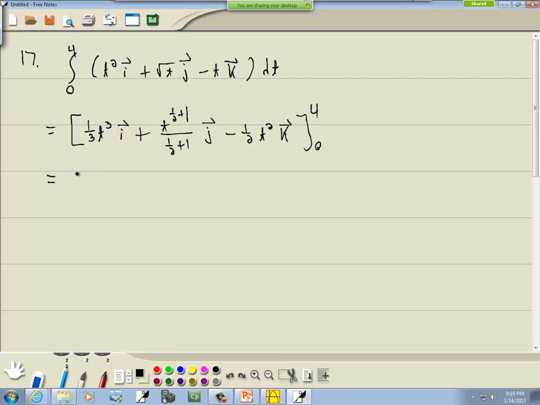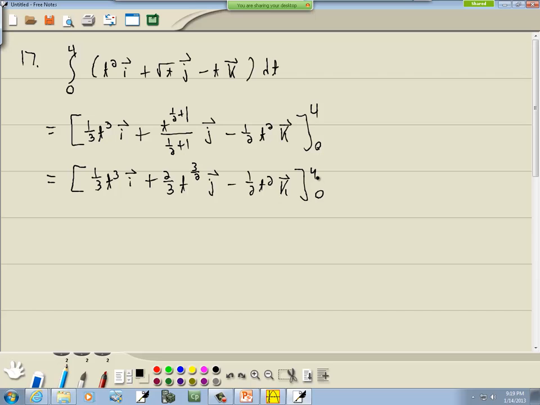So this gives us 1/3 t to the 3rd i, and 1/2 plus 1 gives us 3/2. So this becomes plus 2/3 t to the 3/2 j, minus 1/2 t squared k.